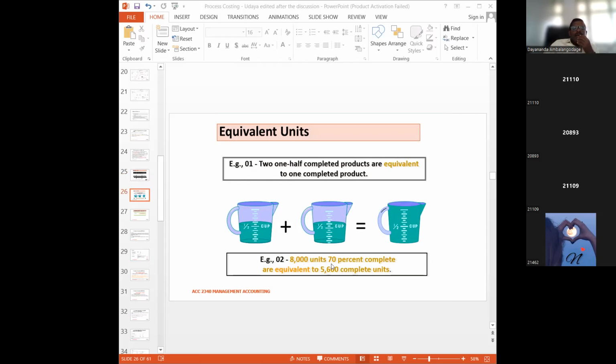800 units, 70% completed, are equivalent to 560 complete units. So how do you see? 800 units, if completed 70%, you can calculate. 800 WIP, 70% completed, then you multiply it by 70%, right? So what you get is the equivalent units. 560 is the equivalent units. Are you clear? Okay. So it's a mathematical way of calculating equivalent units.